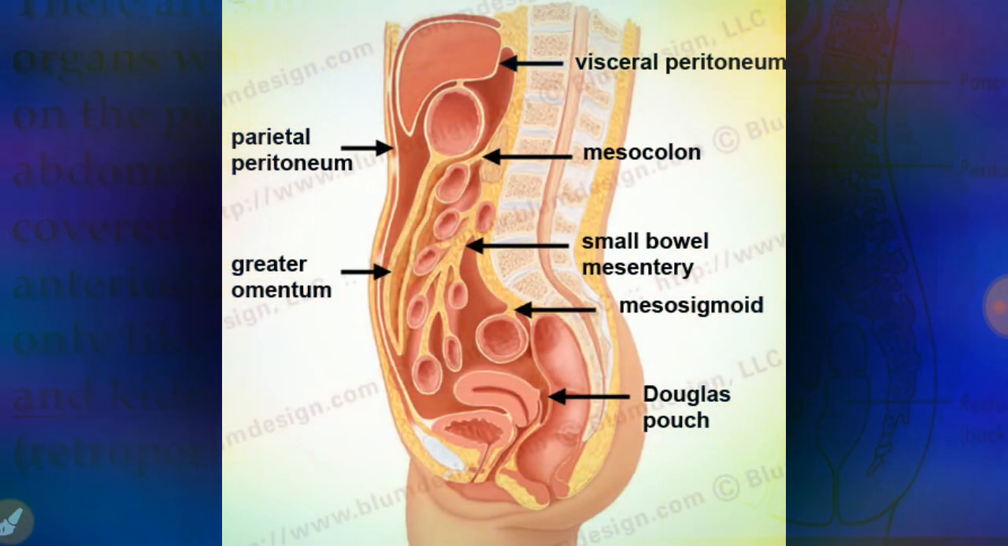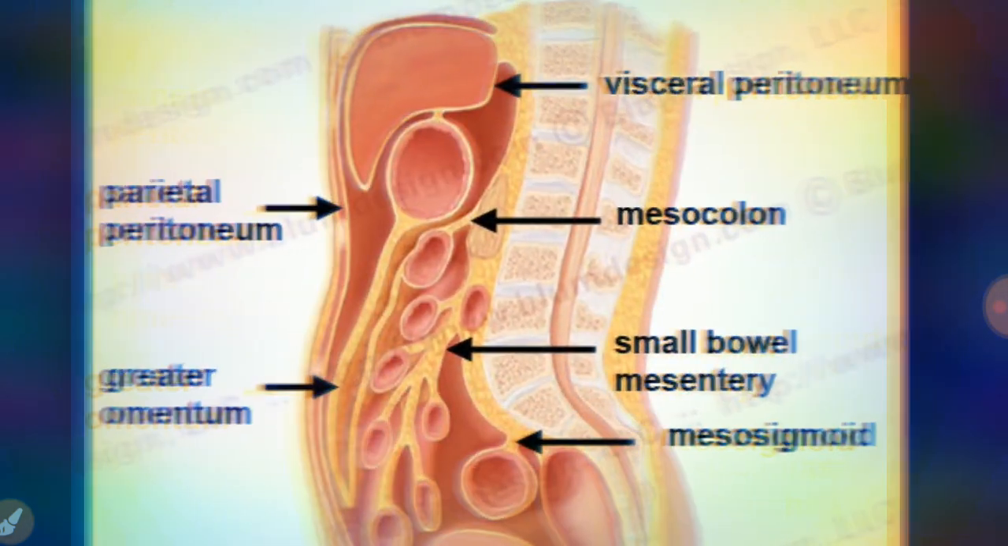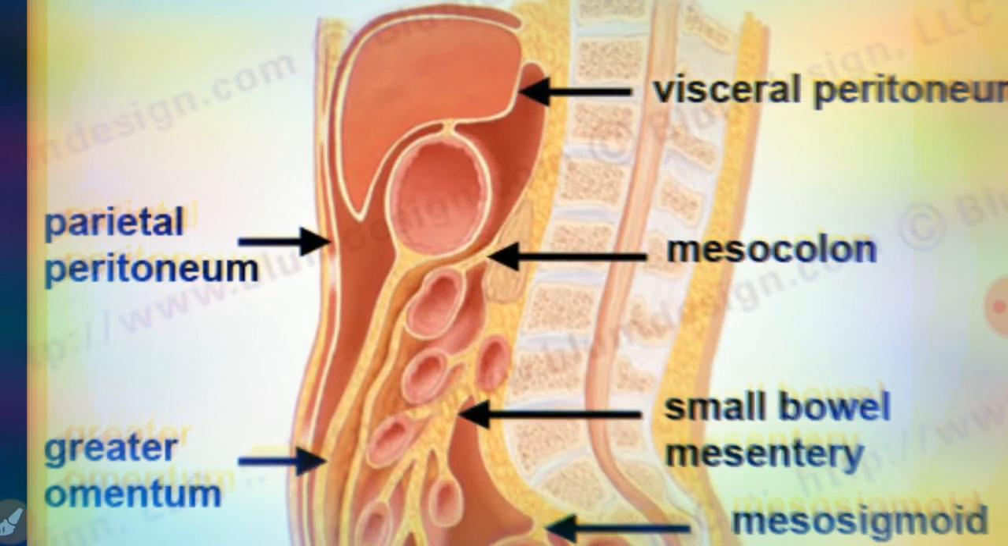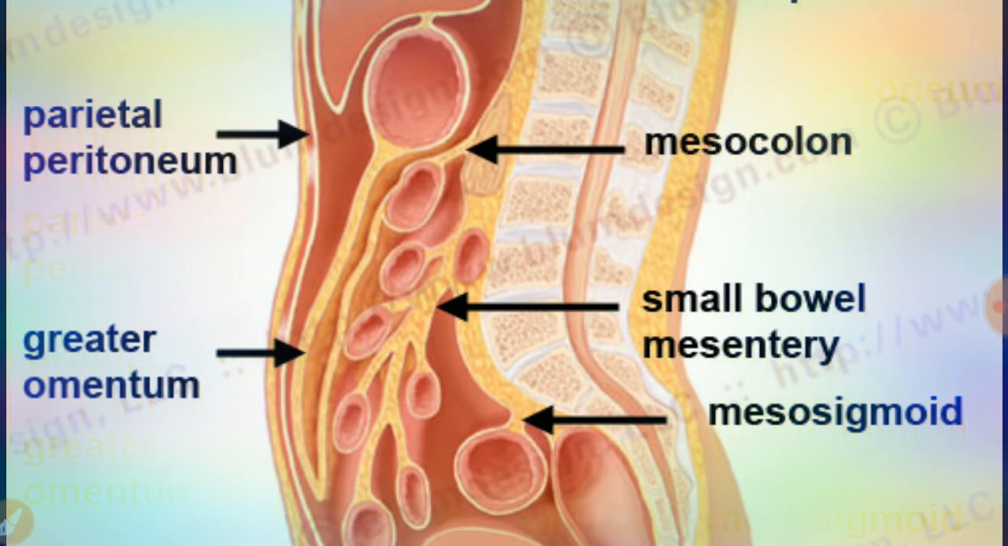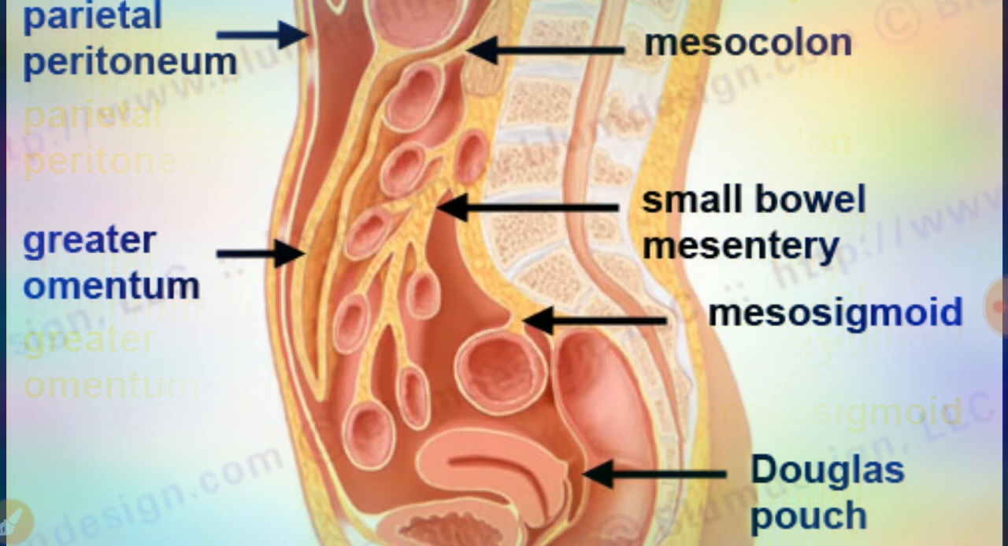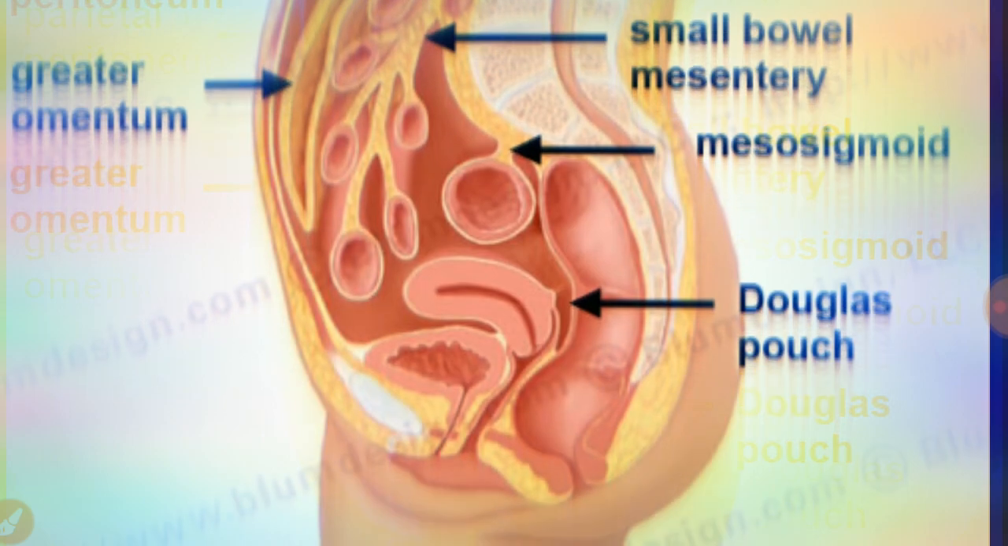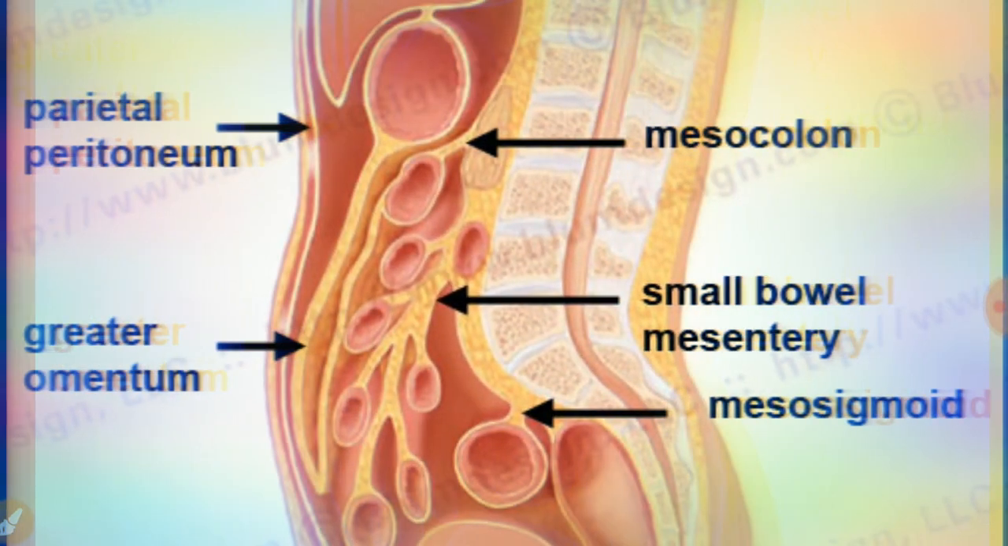See here, this slide is also showing the picture in detail. The visceral peritoneum covers some of the organs in the cavity, the serosa. The parietal peritoneum shows the lining of the walls of the abdominopelvic cavity. Here the mesocolon, small bowel mesentery, greater omentum, mesosigmoid and Douglas pouch are present over the peritoneum.